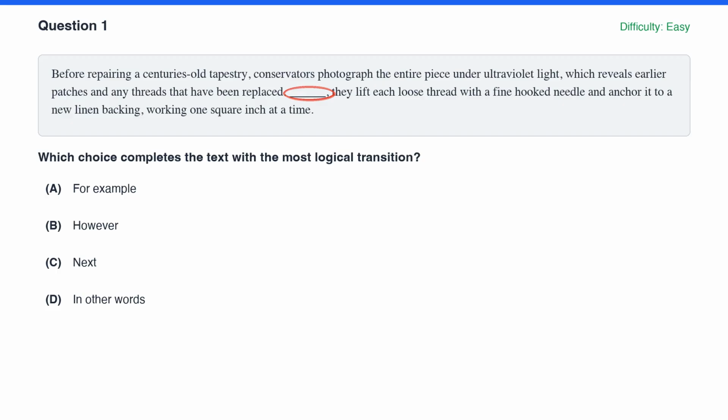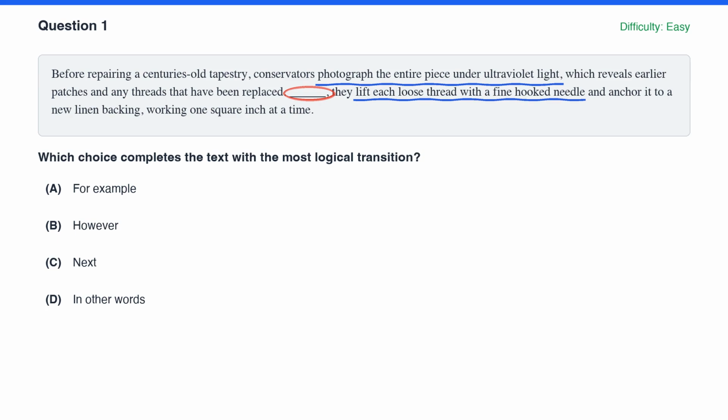Before the blank, conservators photograph the whole tapestry under ultraviolet light, and that photo reveals the old patches. After the blank, they lift each loose thread with a hooked needle and anchor it to a new backing. Is the second sentence fighting the first?